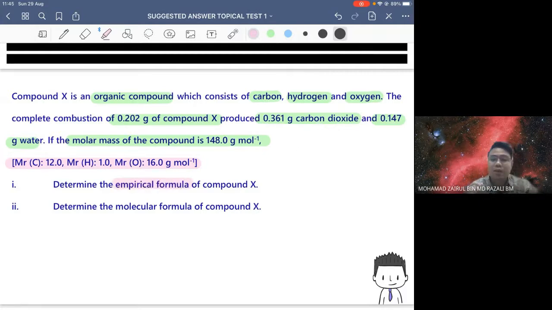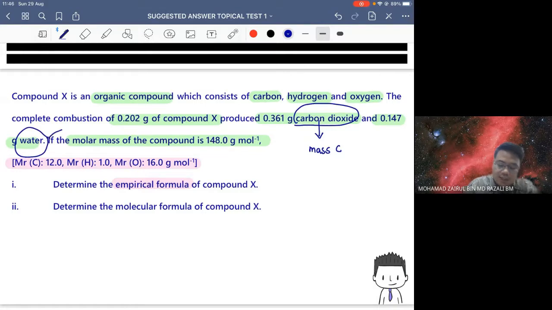So in order to determine the empirical formula, the first thing you need to check, awak ada tak mass of each element. Saya tak nak mass compound, dia kena ada mass of each element. Sebab kalau ikut definition empirical formula is the simplest whole number ratio for each element. Okay, element bukan compound. So dalam soalan dia bagi carbon dioxide and water. Okay, so from the mass of carbon dioxide, kita boleh cari mass carbon. From the mass of water, kita boleh cari mass hydrogen. From the mass of compound, kita boleh cari mass oksigen.